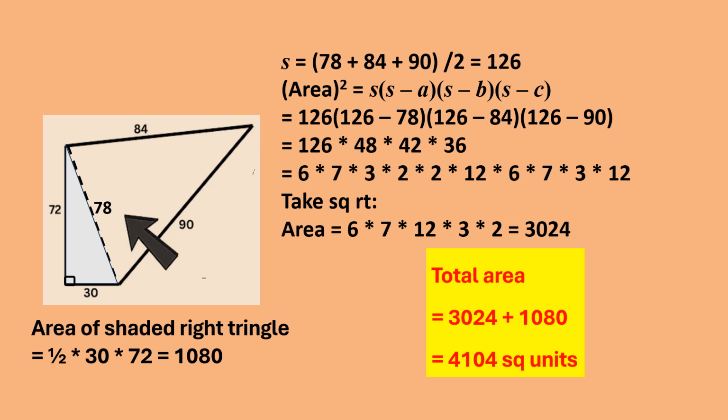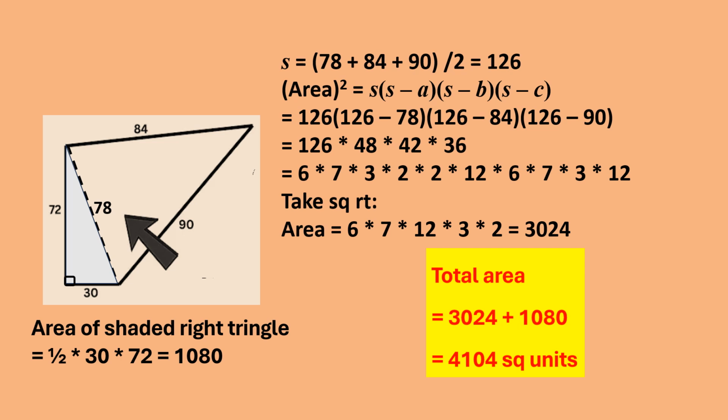We have factorized it, and on taking the square root, we get the area of the scalene triangle as 3024. Meanwhile, on the left side, we have also taken the area of the right angle triangle as half base into height, that is half into 30 into 72, that is 1080. So the area of the quadrilateral will be equal to the area of the right angle triangle plus the area of the scalene triangle, that is 1080 plus 3024, and the total area we get is 4104 square units.